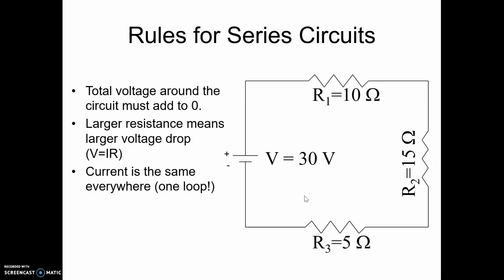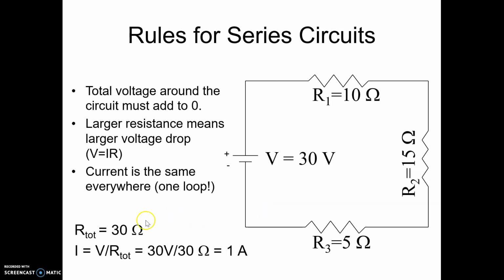I'll do one more. Here now you have a voltage of 30, and here you have three resistors, and here they are not equal. So the first step is the same. You want to find the total resistance. So you just take 10 plus 15 plus 5, which gives you a total of 30 ohms. To find the current, you take the voltage, which is also 30, divided by the resistance, which is 30, and you get 1 ampere of current.